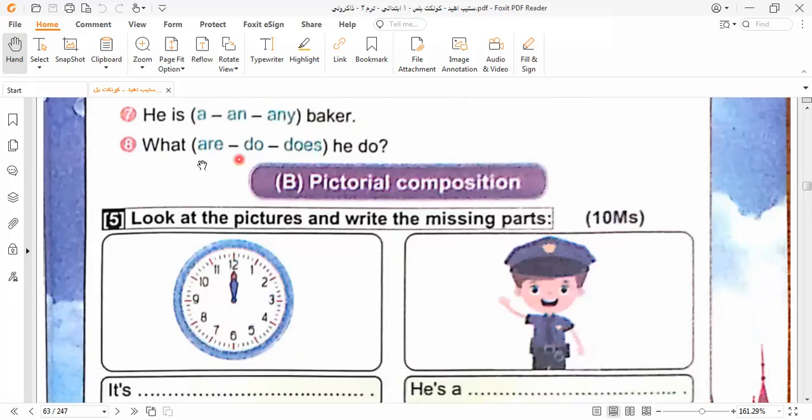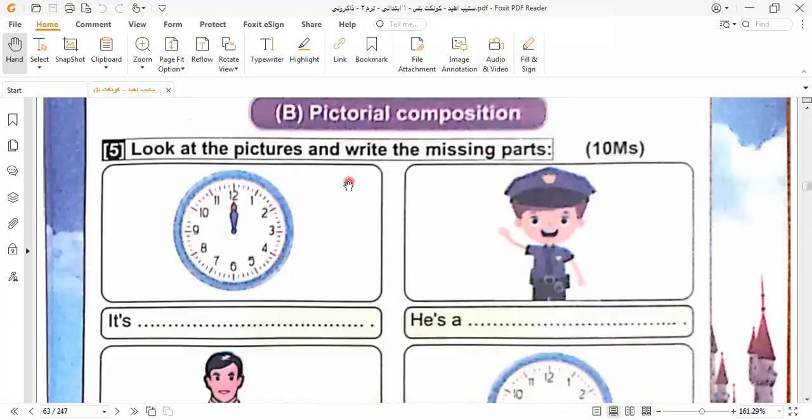What does he do? So we have he. He is singular. You can't say do. You can't say are. Why? Because do and are come after plural. So this is singular. So we say what does he do? Does goes with singular. Okay, let's go to another one.